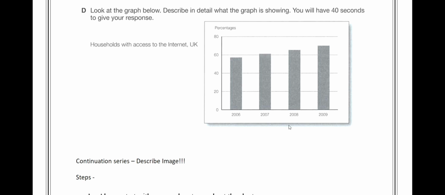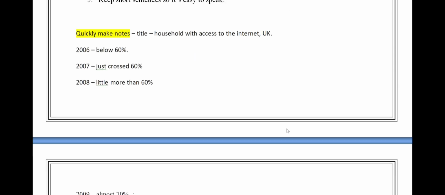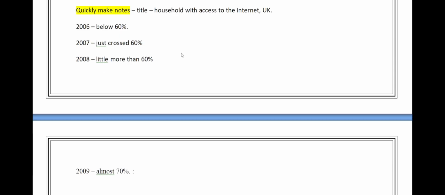So let's see the picture again. Hope you capture the screenshot of this, and now quickly make the notes. When we have 30 seconds or 20 seconds in the examination, your task is not to write the answer. Your task is to make quick notes. So we write the title first, which is Household with Access to the Internet in UK.